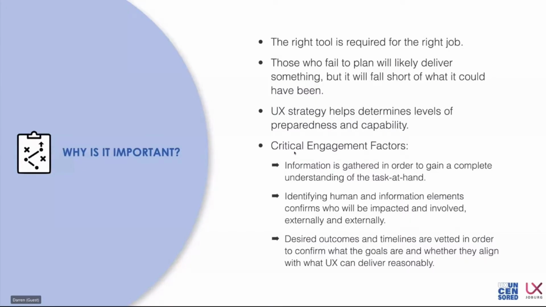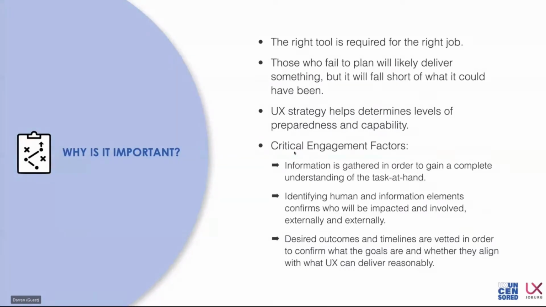So critical engagement factors include information being gathered in order to gain a complete understanding of the work that you need to do, a key part of UX strategy. You want to identify human and information elements so you can confirm who will be impacted and involved, both inside the organization as well as outside the organization.